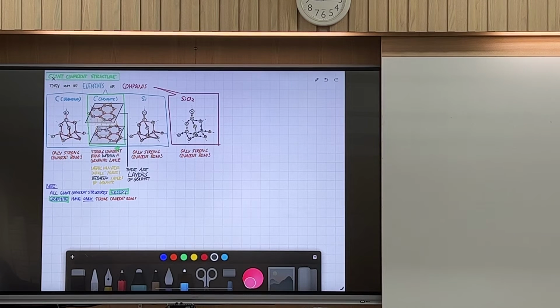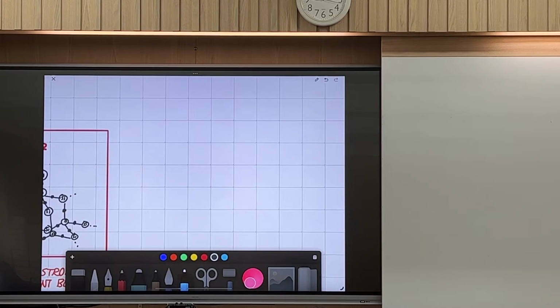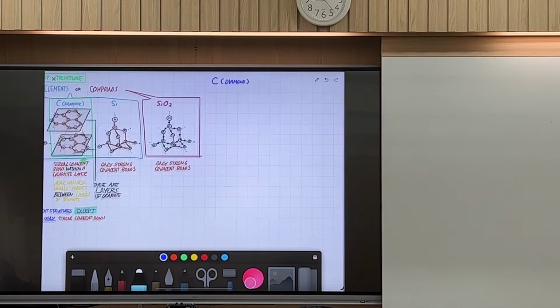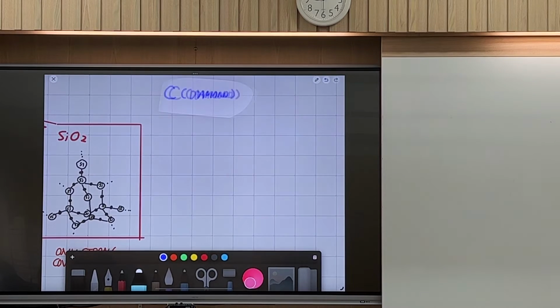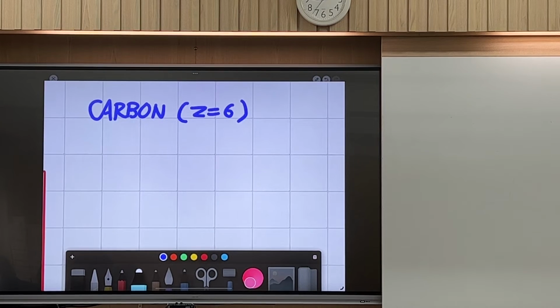On the side, I will write down some interesting notes about these structures, starting with carbon, diamond. You see I'm writing C (diamond) because both diamond and graphite are two different forms of carbon. So you may want to write carbon on top first. What do you know about carbon? Carbon has atomic number 6. What is its electron arrangement? 2-4.